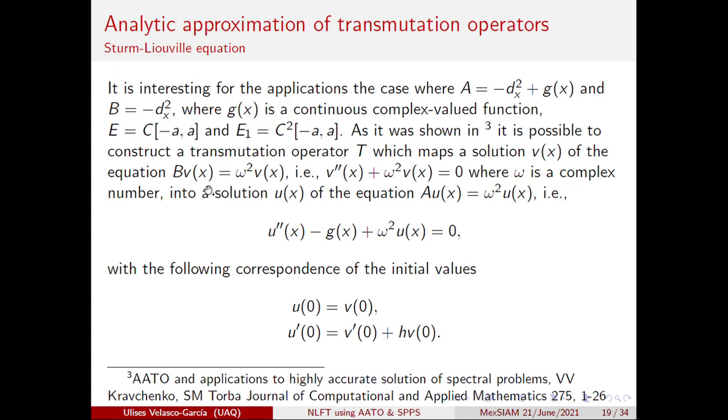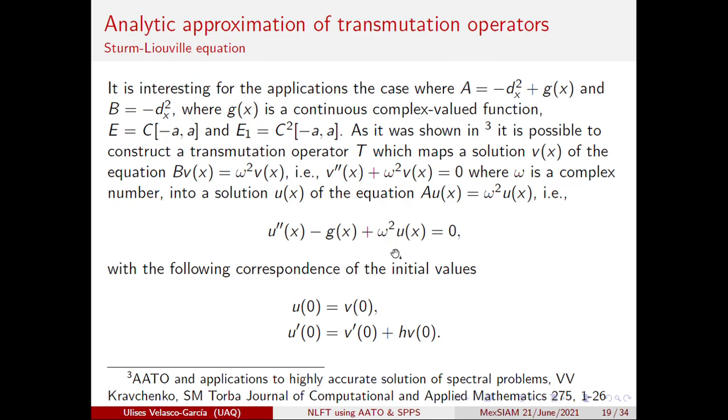BV of x equal to omega square V of x. For instance, the double derivative of v plus omega square v of x equals 0, where omega is actually another name for the spectral parameter, into a solution of this more complex equation, which is actually a Sturm-Liouville equation, where this is the spectral parameter.